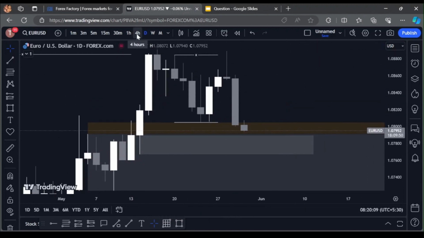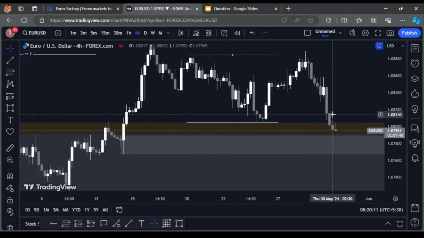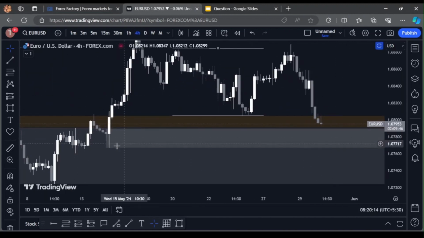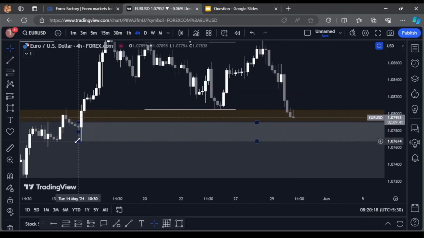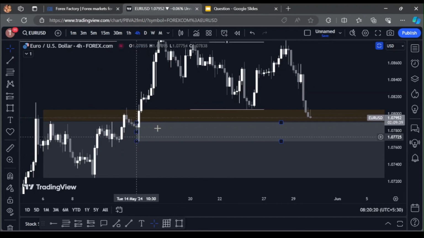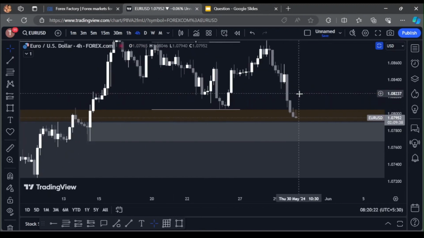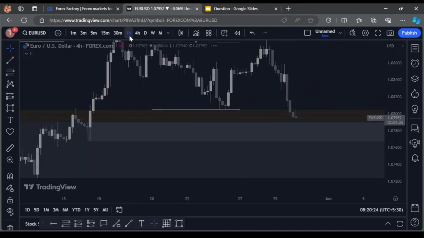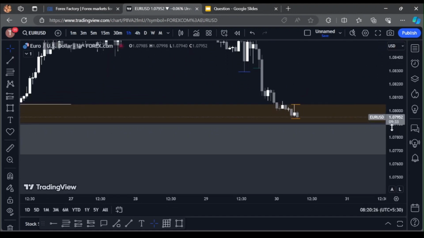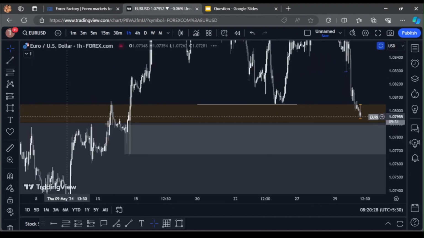So let's move to the 4 hours for a detailed picture. So the 4 hours is having this refining of this POI. So most likely this will be the flip zone from where the price had moved into the upside direction. So let's move to the 1 hour for a detailed picture. So even in the 1 hour, there is nothing more. Rather, we are having a clumsy price action over here.